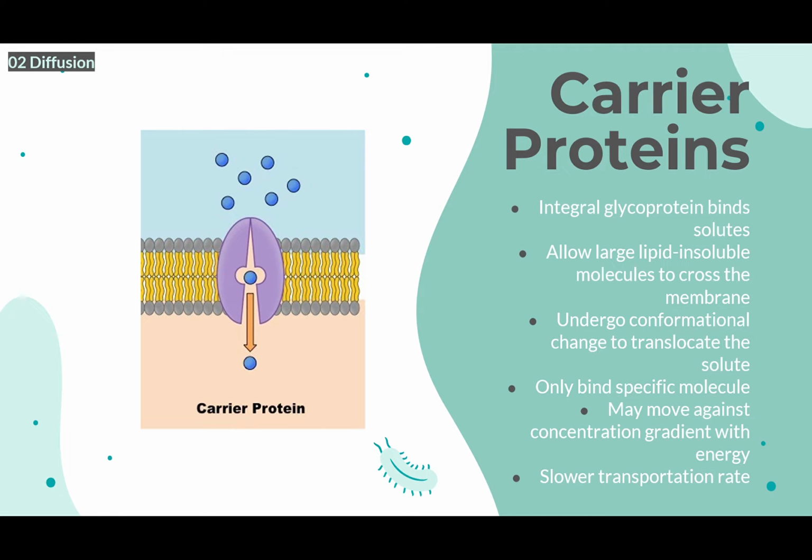This conformational change takes place to translocate the solute across the membrane. It only binds specific molecules, which is similar to substrate-specific enzymes, like a key-lock principle. They may move molecules against the concentration gradient, as opposed to channel proteins, but that occurs only with the assistance of ATP, so metabolic energy. Because of the conformational change and because it's more work, it has a slower transportation rate than channel proteins.